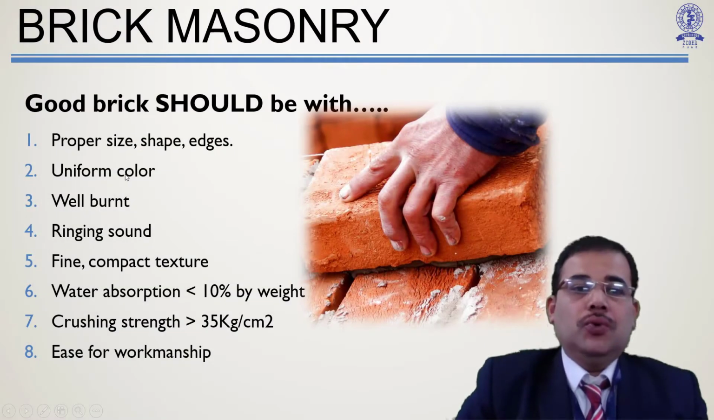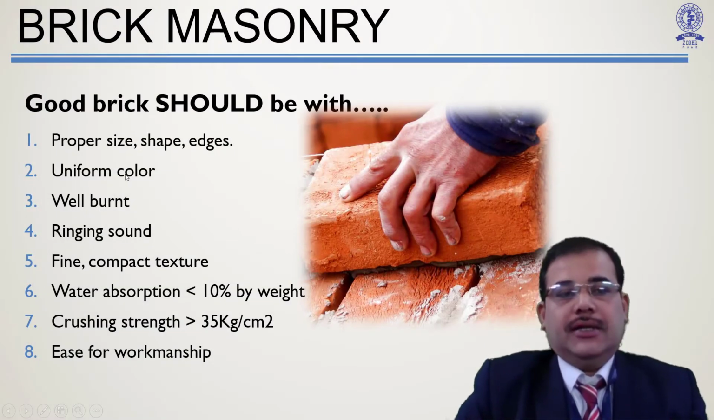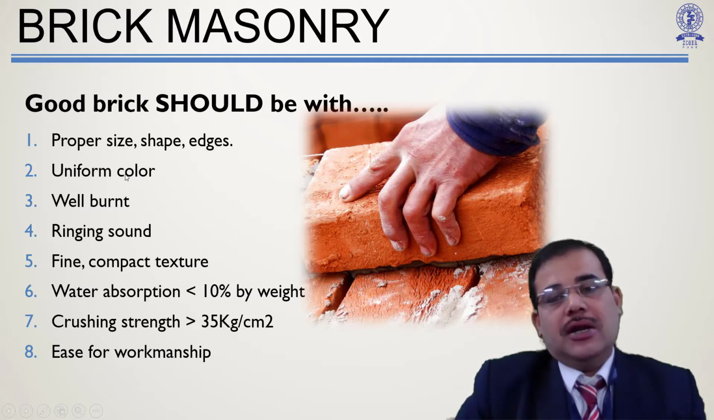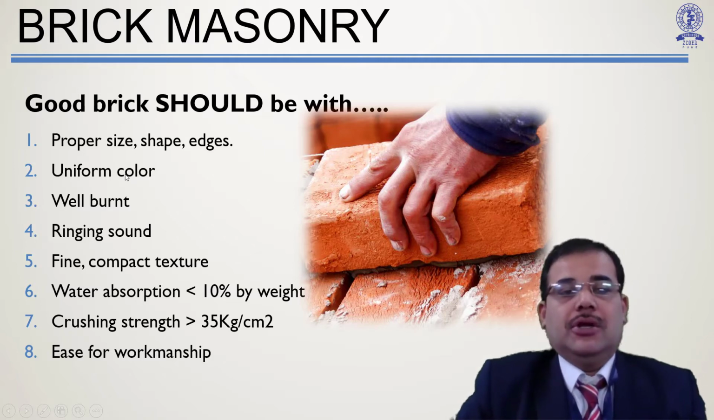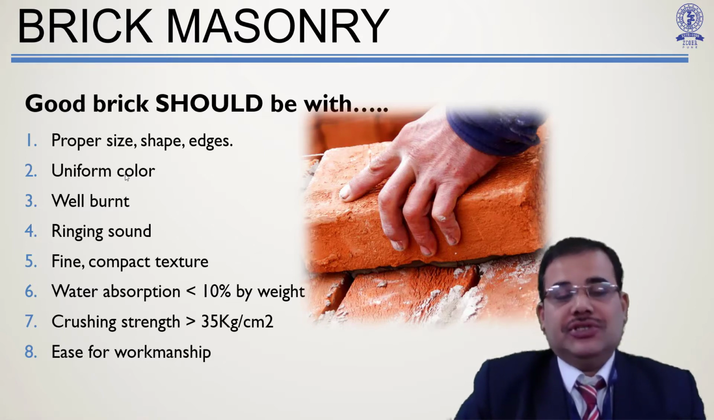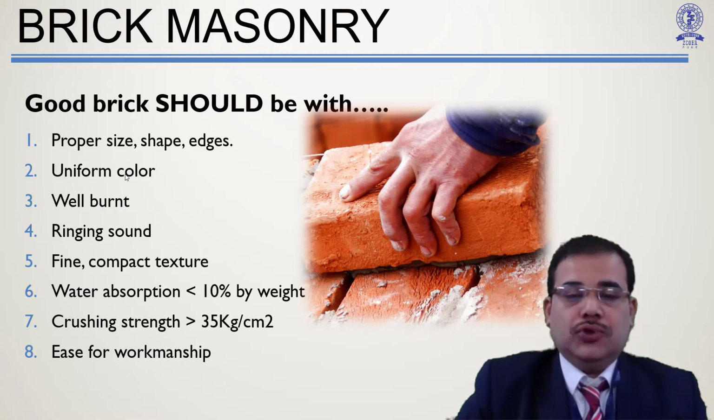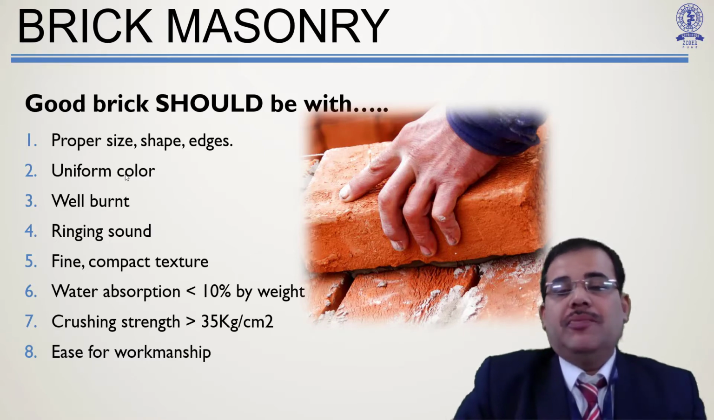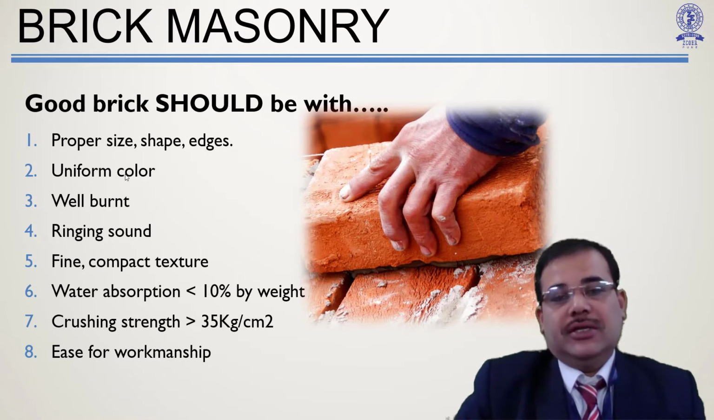Along with these, a good brick must have the following characteristics. It must have a proper size, shape, and sharp edges. As we discussed, standard dimensions are mostly preferred. The brick must have sharp edges so that the bonding at the joint of two bricks will be very fine in nature. The brick must have a uniform color. It is an indication of being well burned.